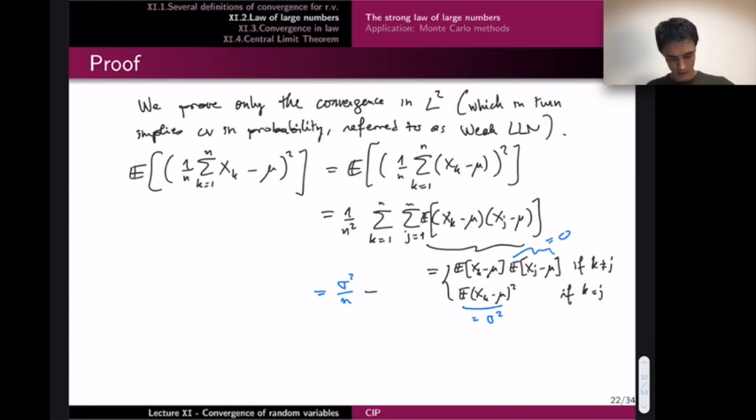So it goes to 0 as n goes to infinity. So we have L2 convergence in probability, so this part is quite simple. So I stop here. I do not prove anything more.